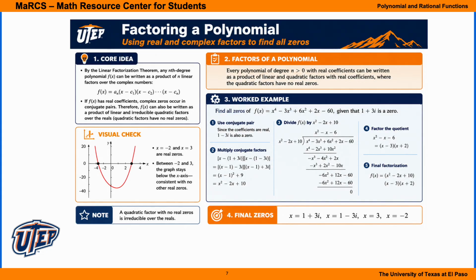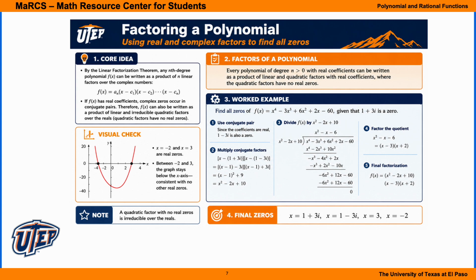Now we can multiply the conjugate factors, so x minus 1 plus 3i times x minus 1 minus 3i, and that'll result in x squared minus 2x plus 10. Now we can divide f of x by x squared minus 2x plus 10, and we will see that we get x squared minus x minus 6.